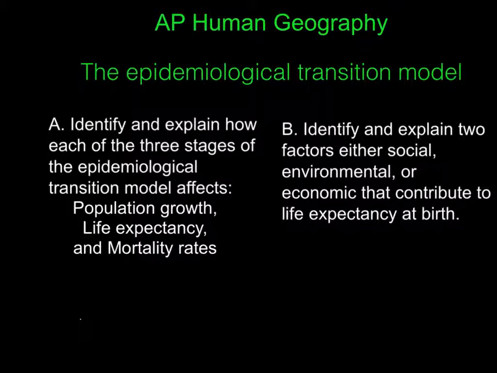This video is on AP Human Geography and will answer a free response style question on the epidemiological transition model. So here's the question. Identify and explain how each of the three stages of the epidemiological transition model affects population growth, life expectancy, and mortality rates. We will answer B in a minute.